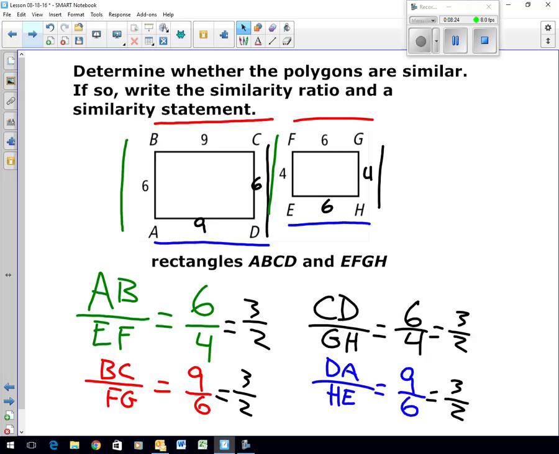Are these congruent, guys? Is 6 the same as 4? Okay. So they're not congruent, but are they proportional? Is the ratio of one side over the other side the same on all 4 sides? Yes, it is. That's what we've just done. Okay.